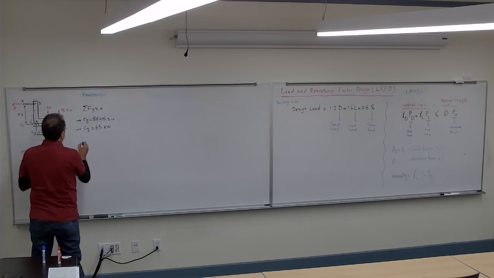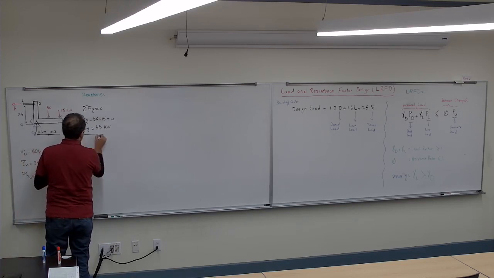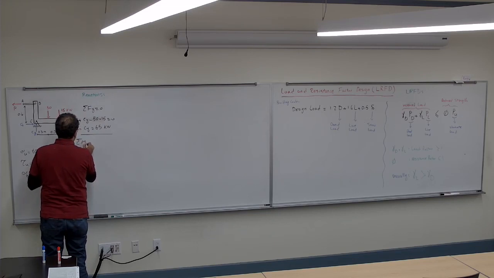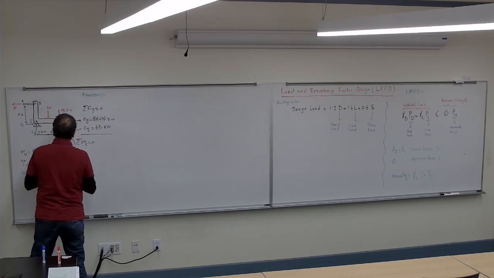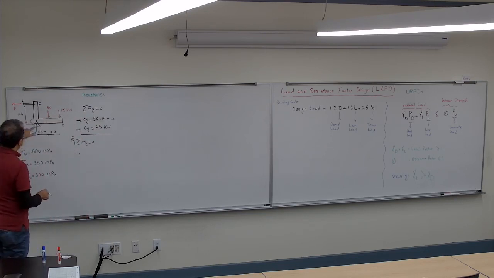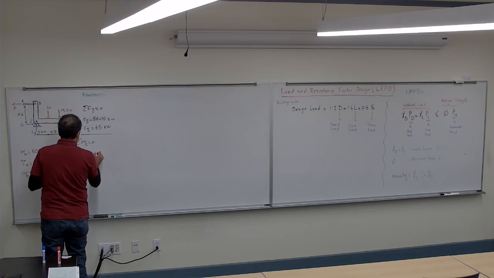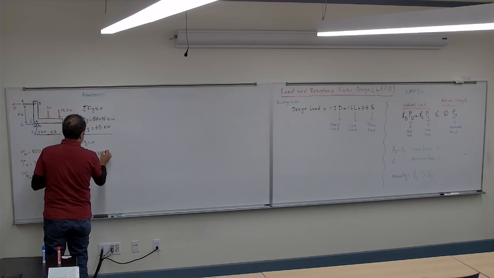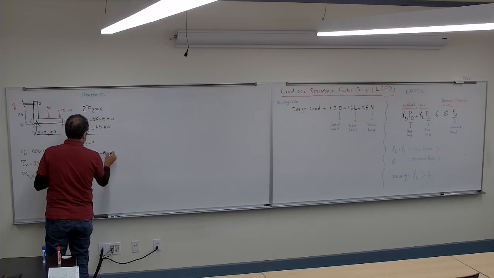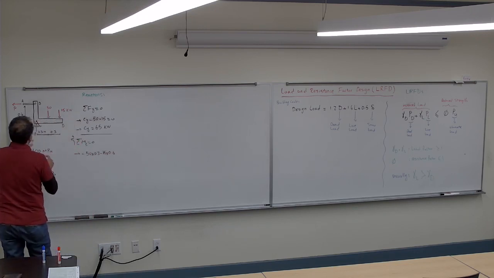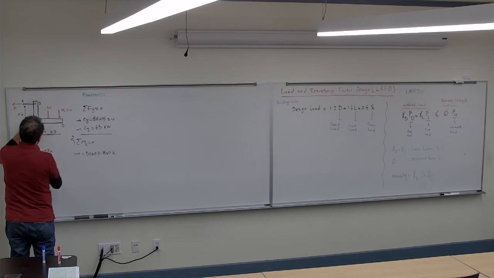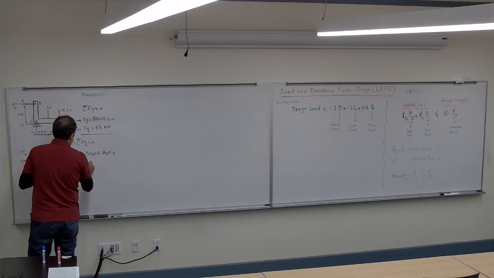If I write the sigma M about point C is 0, what it gives me about point C. So I have 50 times 0.3 minus 15 times 0.6, plus P times 0.6 would be 0.